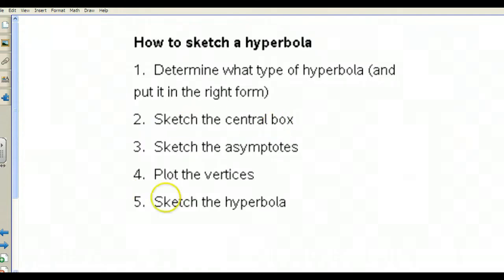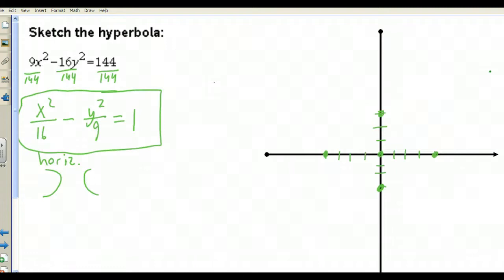Sketch the central box. Okay, so we need to sketch that dotted box. I have some of the points of the dotted box. You can see this is where the box is right there. So if I go over 4 and up 3, I have my corner point. If I go over 4 and down 3, I have my other corner. Same thing here. I'm just combining both steps. I go over 4 like you did before and then up 3. So I have this rectangular dotted box.